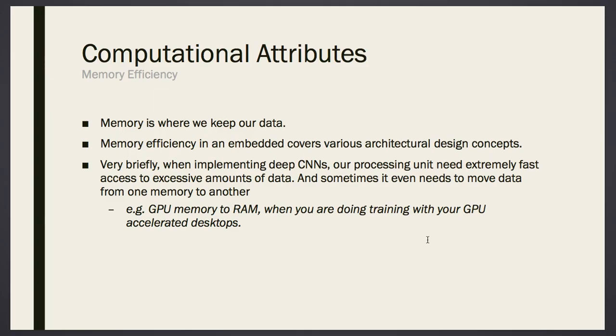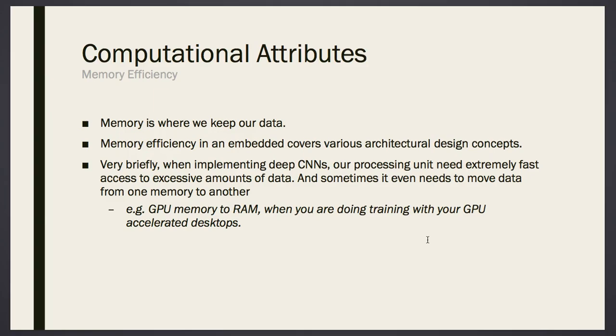Very briefly, when implementing deep convolutional neural networks, our processing units, CPU, GPU, FPGA, need extremely fast access to incredible amounts of data, and sometimes they need to move data from one memory to another, depending on the architecture.